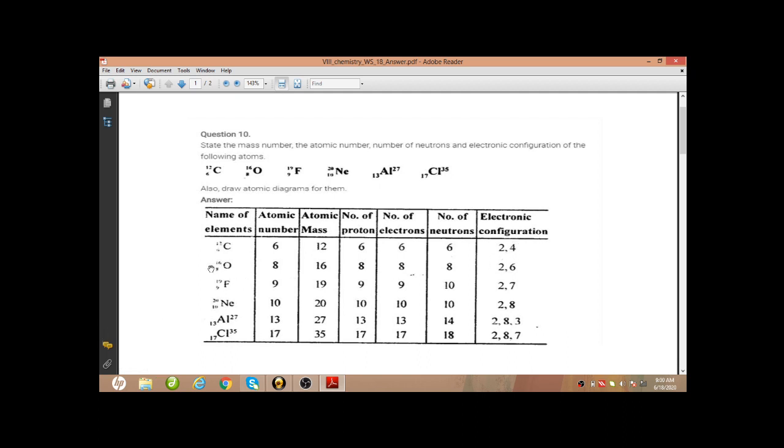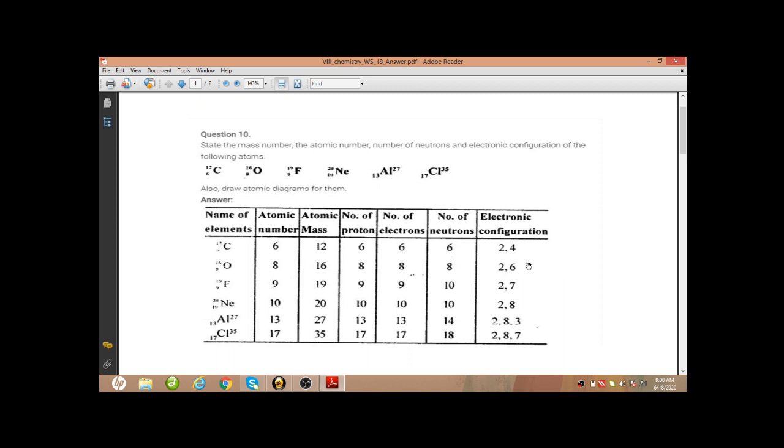Next, for oxygen, in the same manner. Atomic number 8, atomic mass 16. The number of protons is the same as the atomic number, and the number of electrons is the same, so 8, 8 each. And the number of neutrons we get by deducting the atomic number from the atomic mass, that means 16 minus 8. So we get 8 for the number of neutrons. And the electronic configuration for oxygen is 2, 6. In the first shell, the K shell, 2, and in the second shell, the L shell, 6.